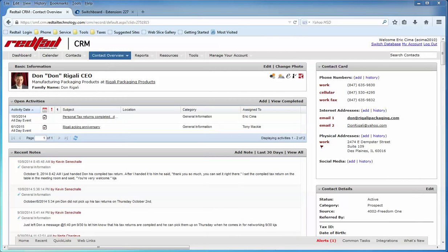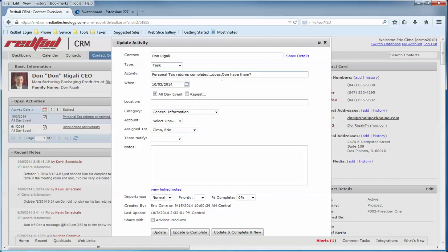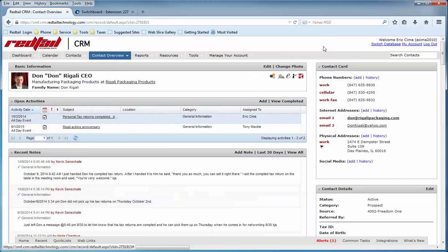The other thing I want to bring your attention to on this one is that here there's a task, and the task is assigned to Eric, but although it's assigned to Eric, everything we're doing is really for the client. So if the idea was to see if the personal taxes were completed, does Don have them? This note here indicates that he does have them.